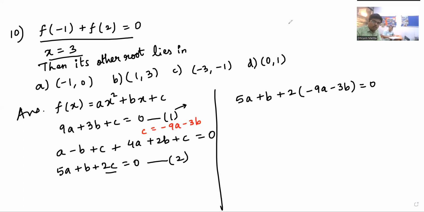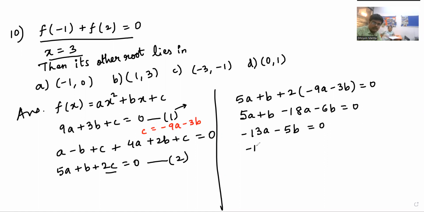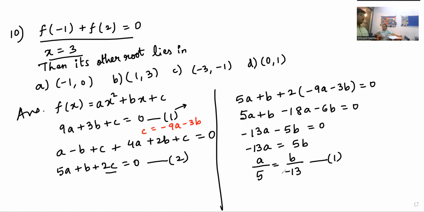So you will get 5a plus b minus 18a minus 6b is equal to 0, so minus 13a minus 5b is equal to 0. So we will get minus 13a is equal to 5b. Can we write this as a upon 5 is equal to b upon minus 13? This is a way of writing ratio: a and b are in the ratio of 5 is to minus 13. Now we'll have to bring c into the picture, so we'll substitute from here. We can say that a is equal to minus 5b upon 13.